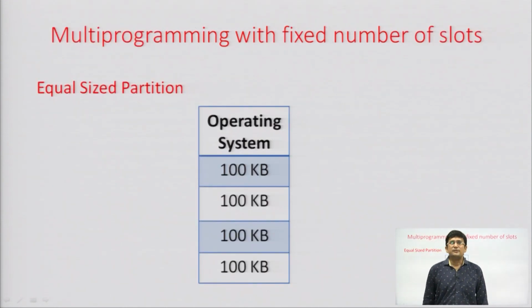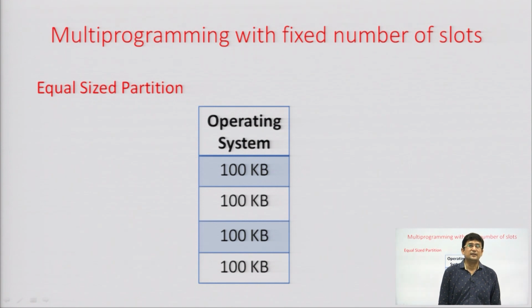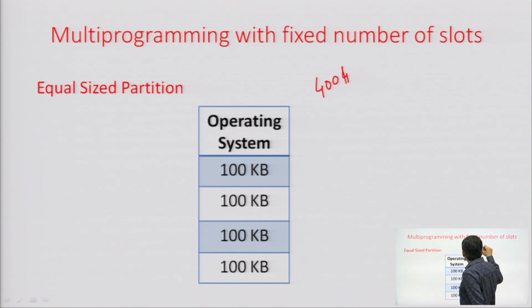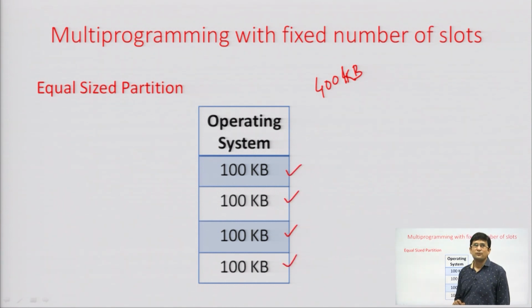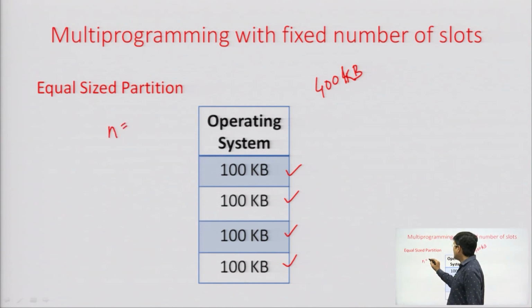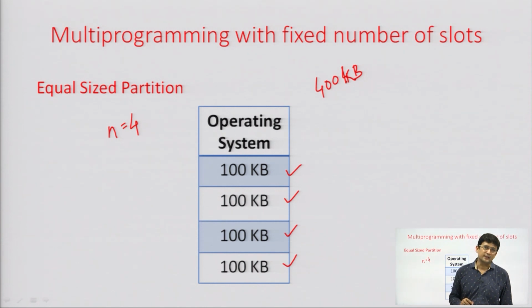The first scheme says that we should maintain fixed size partitions. For example, if we have a user area of 400 kilobytes, it is divided into 4 chunks of 100 KB each. You have fixed the degree of multiprogramming here. You are saying that not more than 4 processes can be accommodated, so the degree of multiprogramming is 4. This is one of the contiguous allocation schemes, where you maintain equal size partitions.